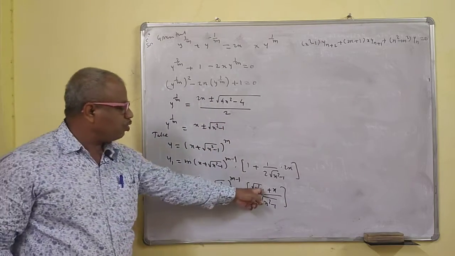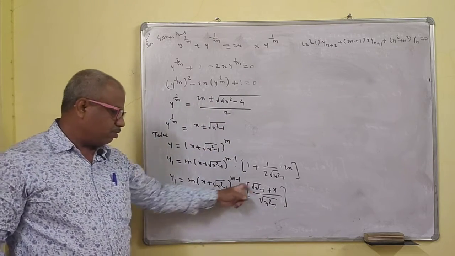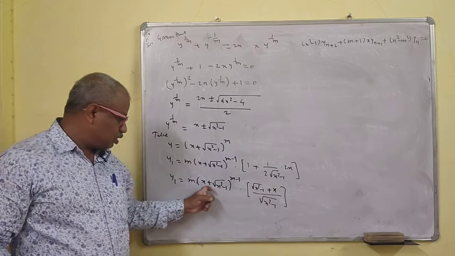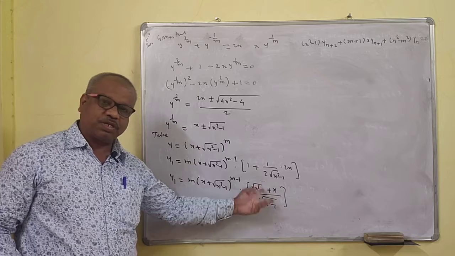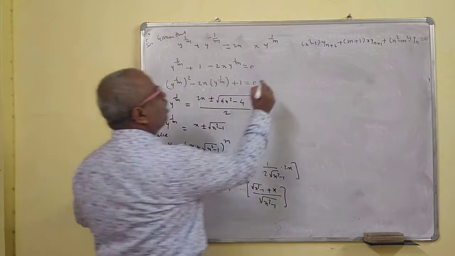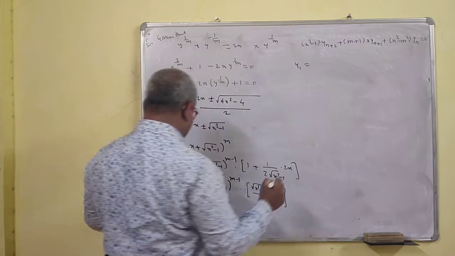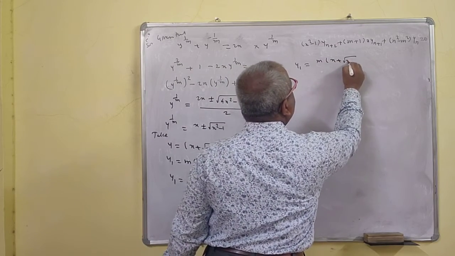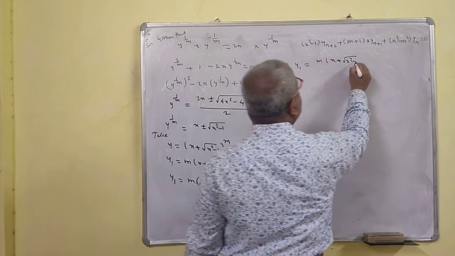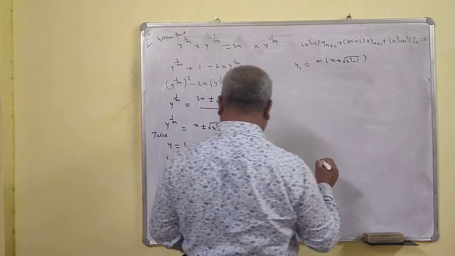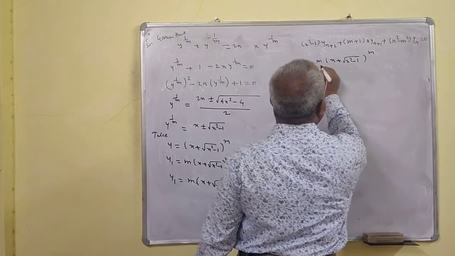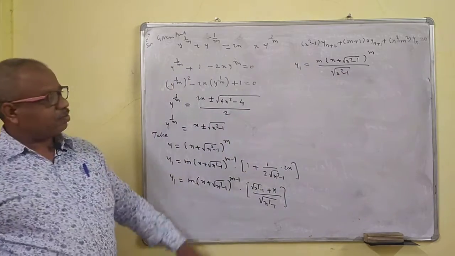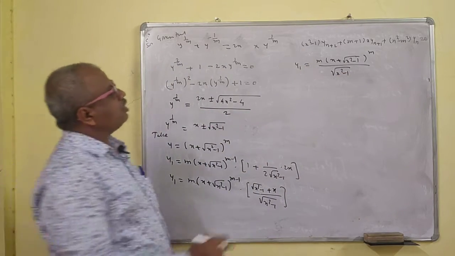Now see, both are the same here. This is a to the power m minus 1 and this is a. So x plus root of x square minus 1 is the same as y. How can we write then y1? We can write y1 as m times x plus root of x square minus 1 raised to m, upon root of x square minus 1. Now this is y.